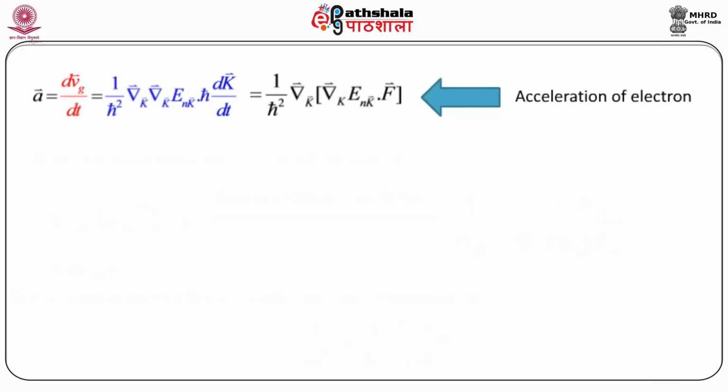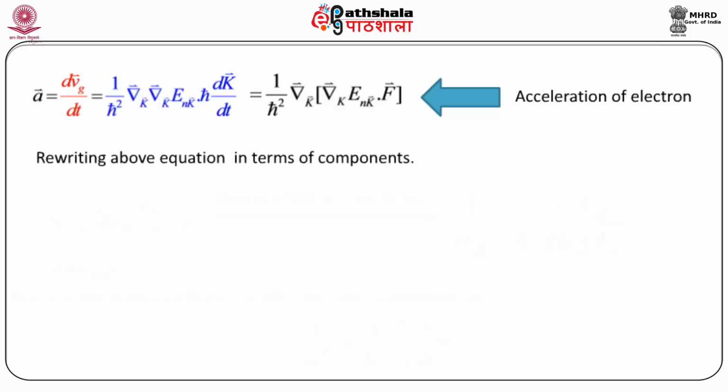The acceleration of the electron is written as the rate of change of the group velocity, which is equal to 1/ħ² times the double derivative of the energy E(k) dot ħ dk/dt, which is equal to 1/ħ² times the double derivative of the energy dot the force F. We have written this down with the help of the definition that we found for the force, F equal to ħ dk/dt.